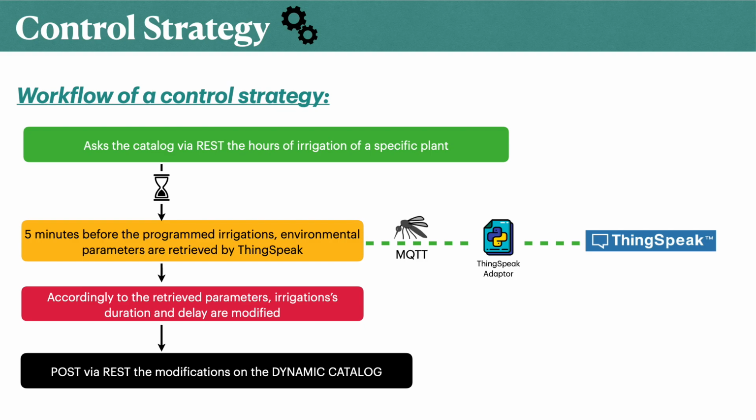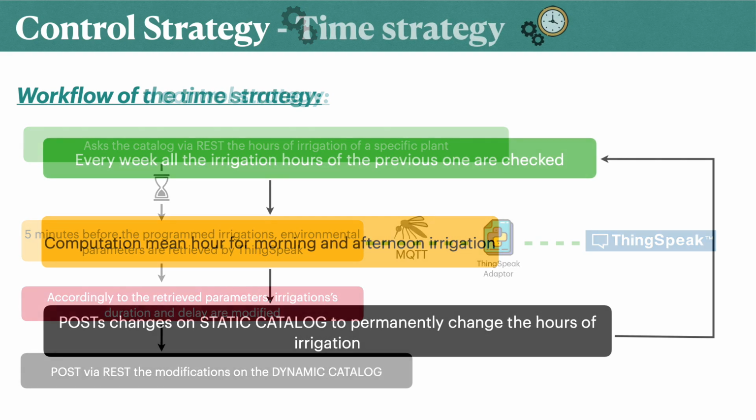This is the general workflow for a strategy. It consists in asking the catalog about the hours of irrigation for a specific plant. This happens 5 minutes before the scheduled irrigation, where environmental parameters are retrieved from ThingSpeak, and according to those, duration and delay are modified. All changes are posted on the dynamic catalog.